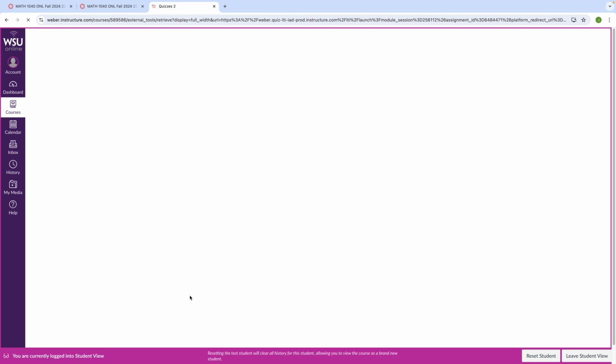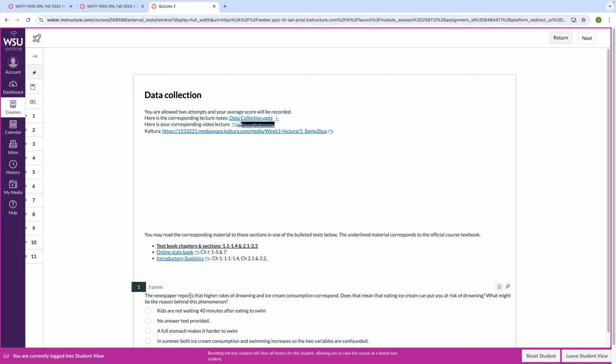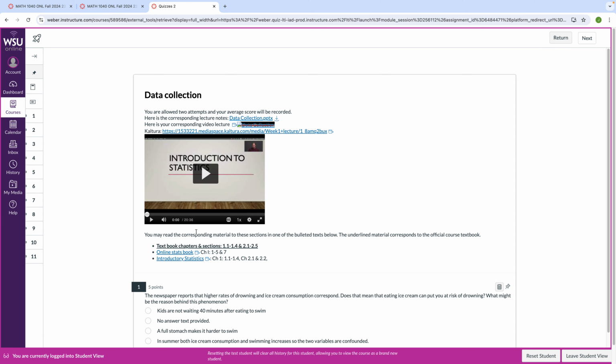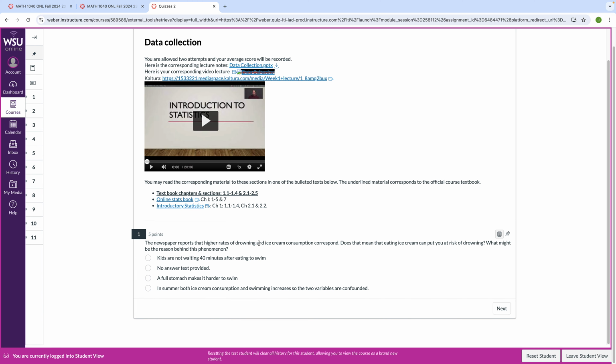Okay, so when you begin the quiz, you still have access to all these resources. The first question asks, the newspaper reports that higher rates of drowning and ice cream consumption correspond. Does that mean that eating ice cream puts you at risk of drowning? What might be the reason behind this phenomenon? So you have to select the best answer that you think is the best response to this question.